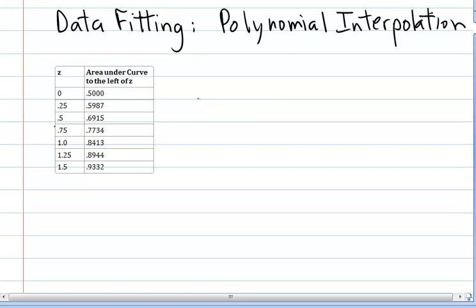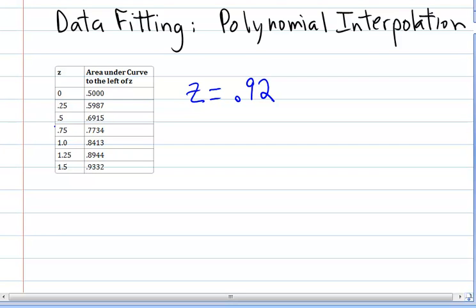To find the area that corresponds to z equals 0.92, which is not on the table, we'll use the interpolant to estimate this area. So this is a typical application of polynomial interpolation. We have accurate data in a table, but we want to find a value that's not in the table. So I'm going to use two different interpolants here and compare the result.